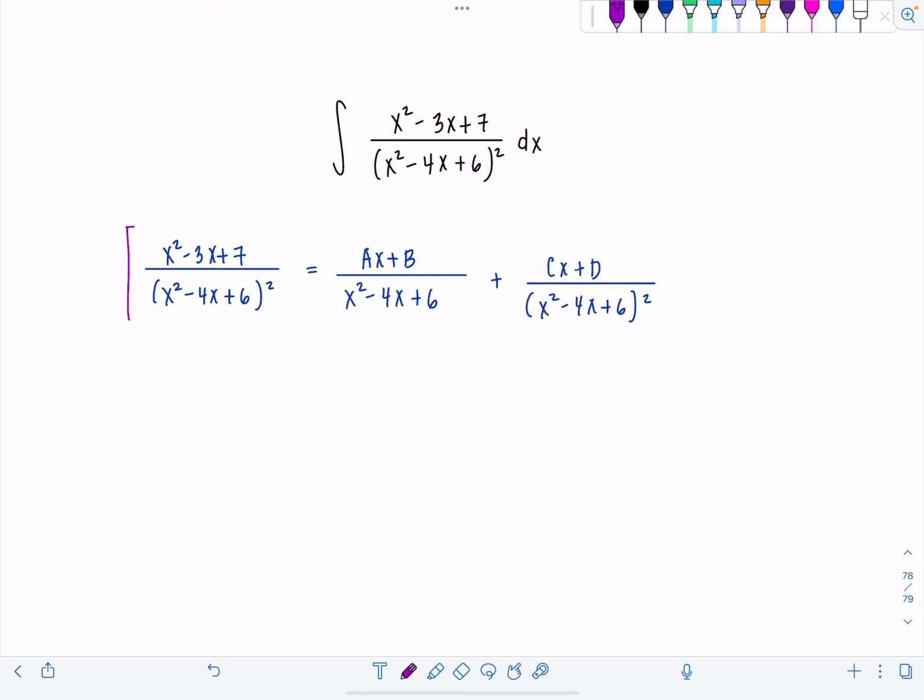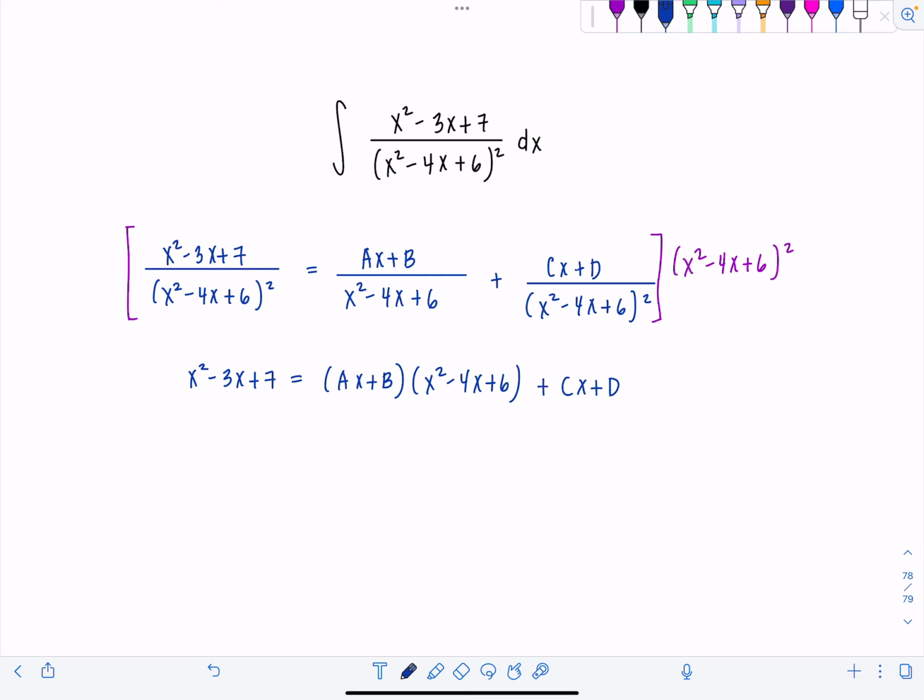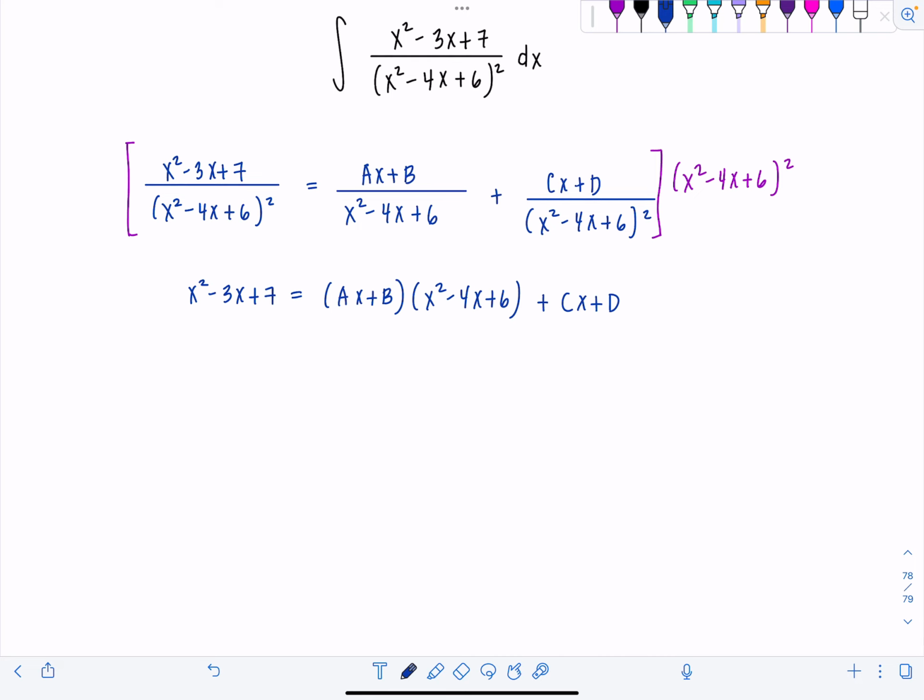So to do that, we're gonna multiply everything through by the LCD, which is in this case, x squared minus 4x plus 6 squared. So on the left-hand side, we just have x squared minus 3x plus 7. When I distribute, one of the factors will cancel, but I still have one remaining x squared minus 4x plus 6 that gets multiplied by ax plus b, and then cx plus d is by itself. I do have to multiply this all out. I can't plug in values for x to zero out and find the constants the way we've done in previous situations because the quadratic is irreducible. So we just FOIL our little hearts out.